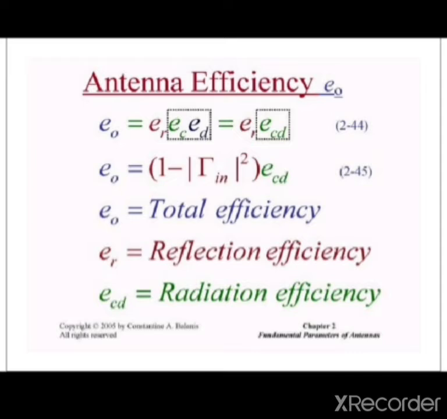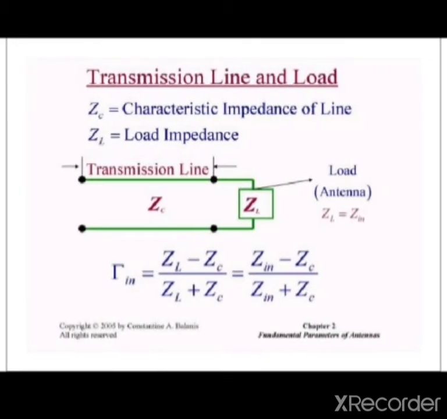Now we will take E naught as the total efficiency, ER as the reflection efficiency, and ECD as the radiation efficiency. Therefore, the total efficiency is equal to ER into ECD. So you take it as E naught is equivalent to (1 minus gamma in square) into ECD. This is about relating the efficiency with different parameters, like the reflection as well as the radiation efficiencies. So now the transmission line and the load.